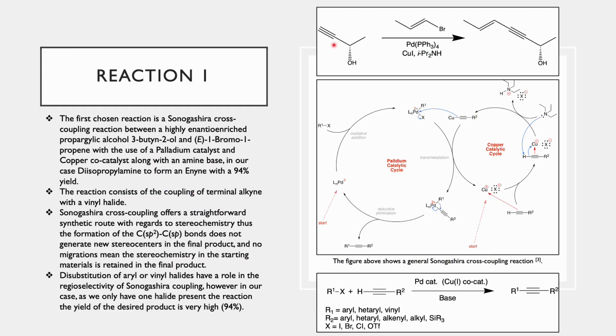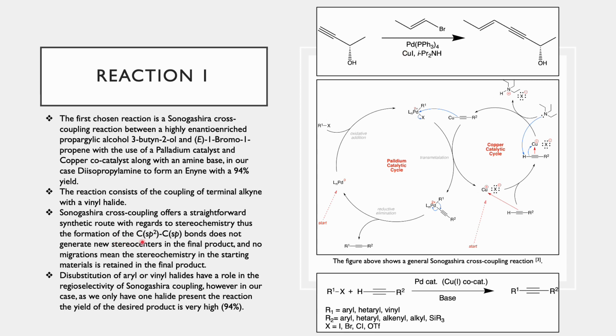This is my first chosen reaction. It is a Sonogashira cross-coupling reaction between a propargylic alcohol and a vinyl halide. This is done via the use of a palladium catalyst and a copper co-catalyst. The reaction itself consists of a coupling of the terminal alkyne with the vinyl halide. The Sonogashira cross-coupling offers a straightforward synthetic route with regards to stereochemistry.